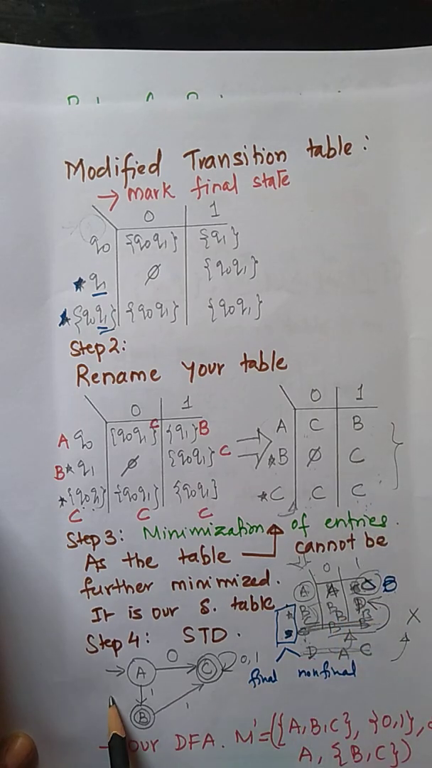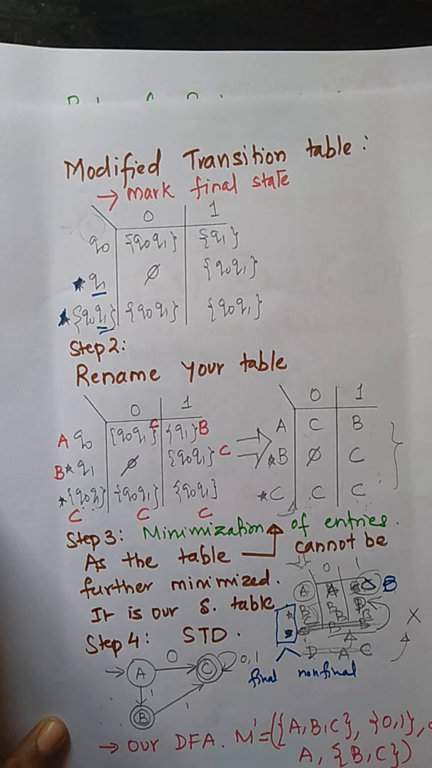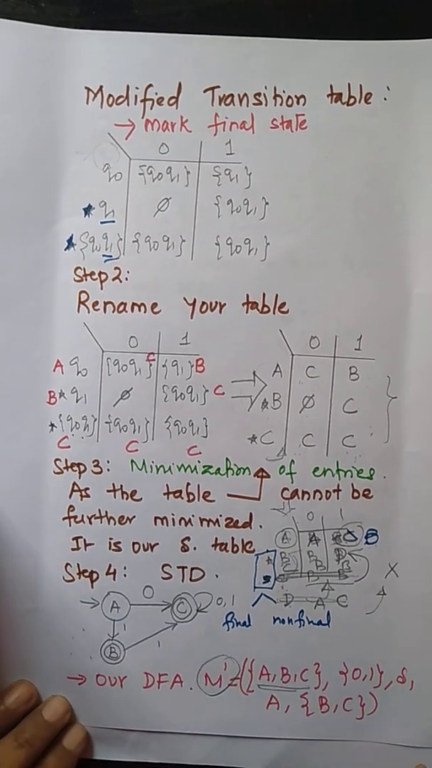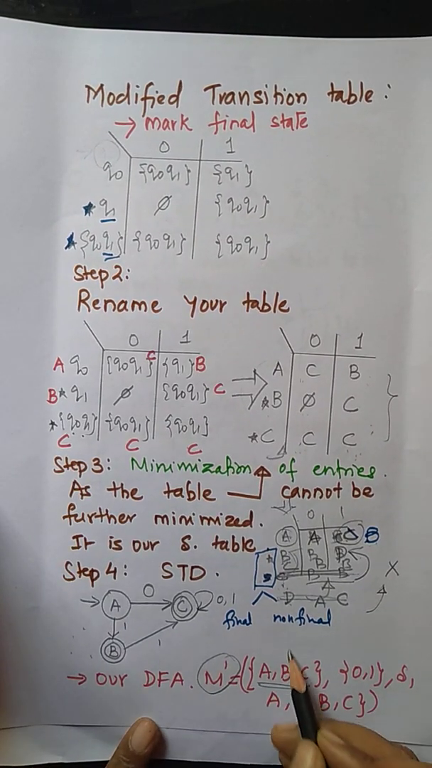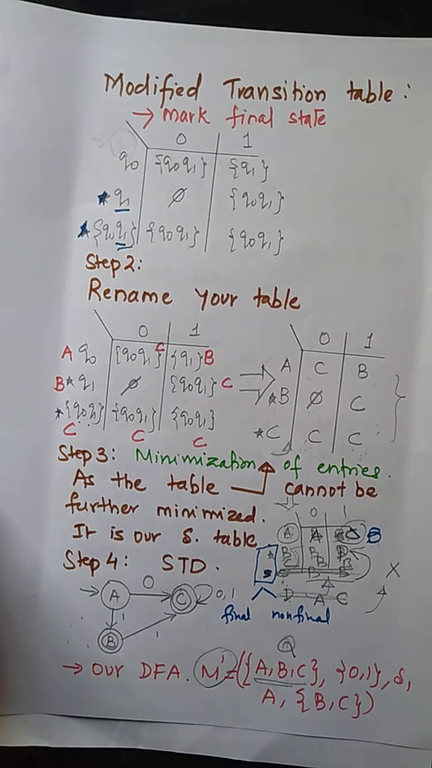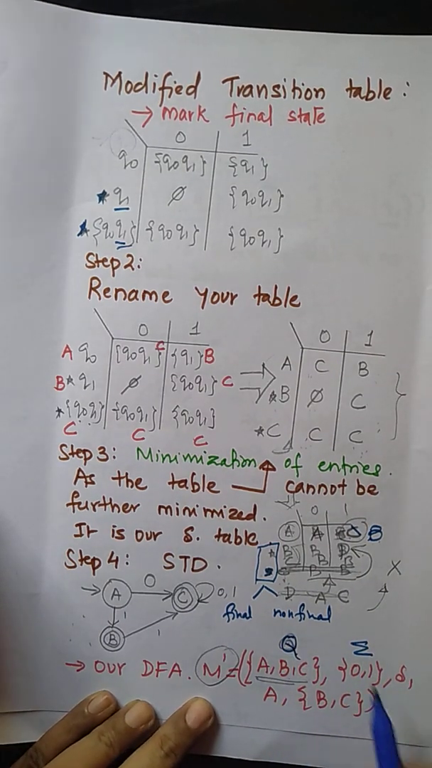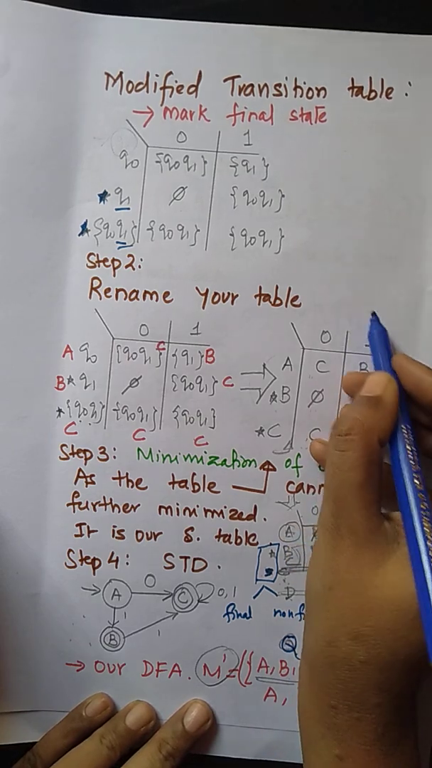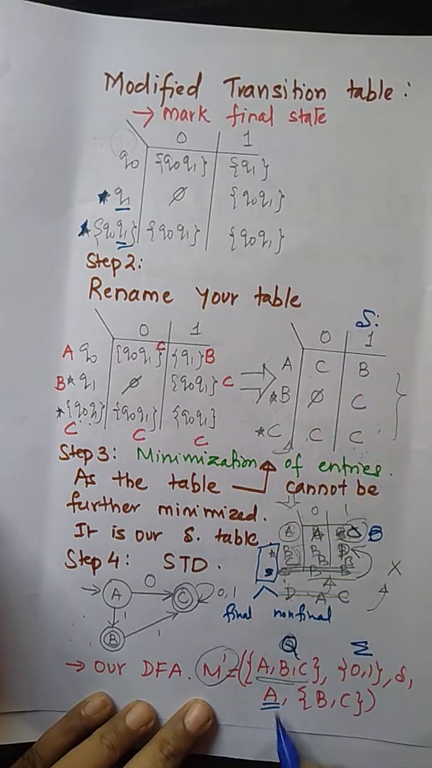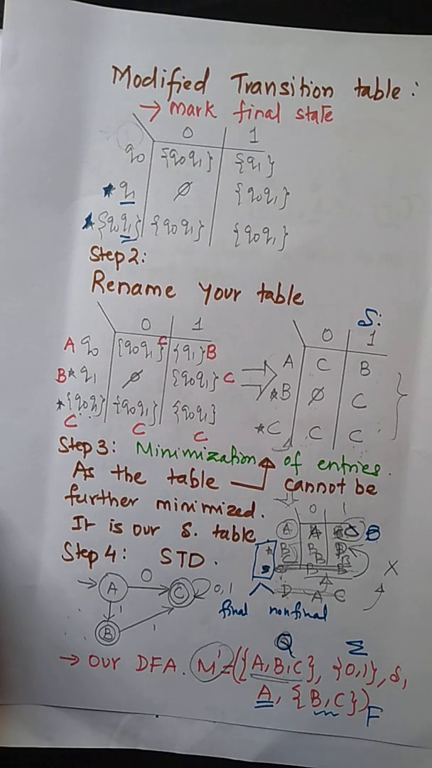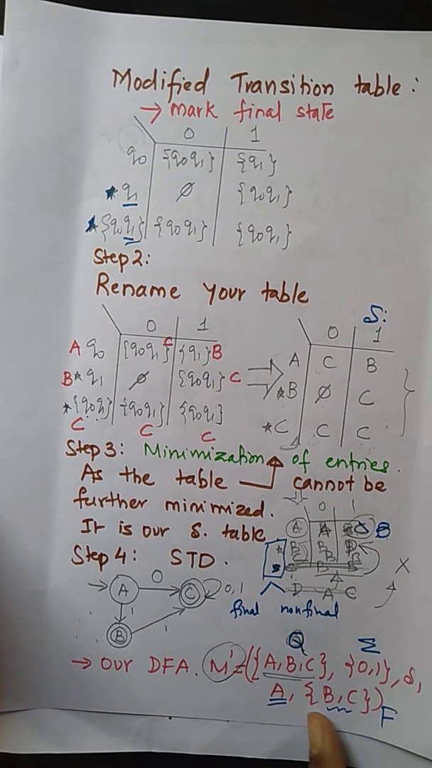From this table, what we are going to do? We are going to draw the state transition diagram. From the state transition diagram, what we find out is a converted DFA in which A, B, C are Q, and 0 and 1 are the sigma. Transition table is given here. This is your transition table. A is your initial state and B and C are your F. This is how we had converted NFA into DFA.